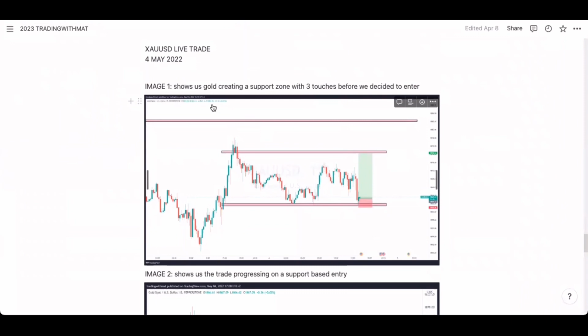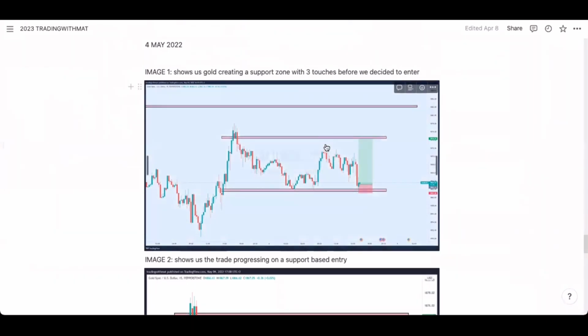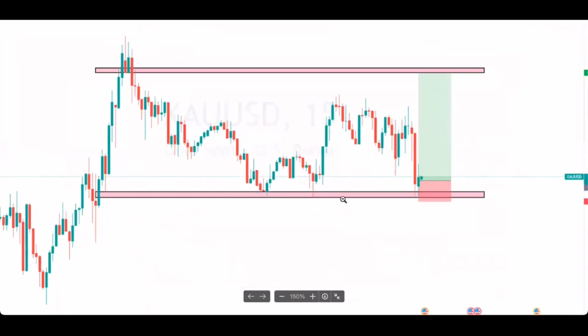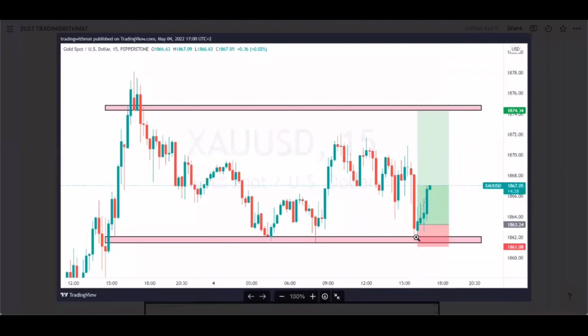Example number 2 shows us gold creating a support zone with 3 touches before we decide to enter the trade. 1, 2, 3 before we decide to enter the trade over there. All right, image number 2 shows us the trade progressing on a support-based entry. Okay, we waited for a bullish candlestick over here, entered the market after that candlestick, and we're going up.